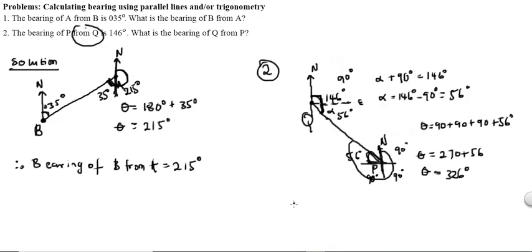And so therefore we can see the bearing of Q from P is equal to 326 degrees. So now that we know all these things, I think we are ready to go into more complicated problems in bearing and look at how to really solve bearing problems. Let's move on to the next phase of this video.